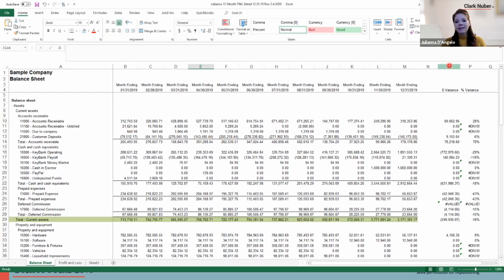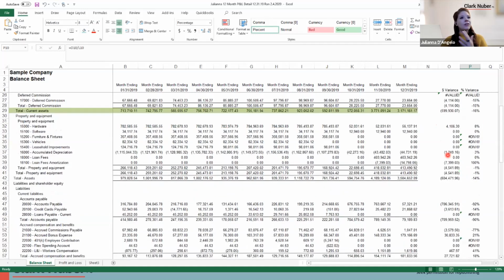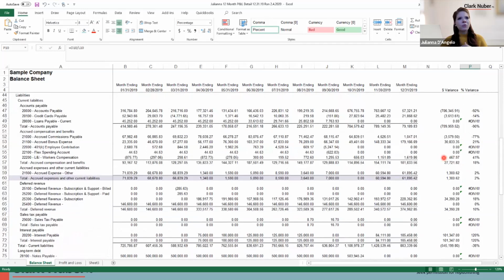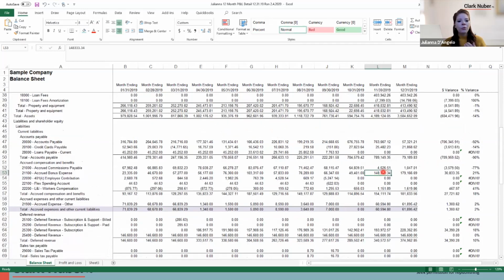But what I did was I added in this column to pull a month over month variance from the December balance to the November balance, so I can see what the change is in dollar amounts and then what the change is in percentage. And this is going to help me see the trends of my company. And it's important to look at it in detail by line item to see what's going on. Like why did accrued bonus expense jump up by $30,000? And you should have an explanation for that and understand what's going on.